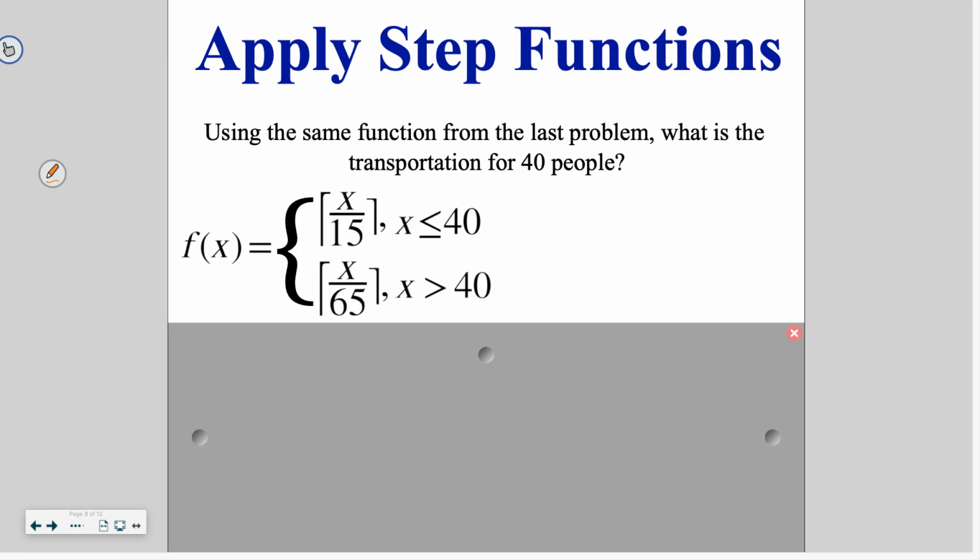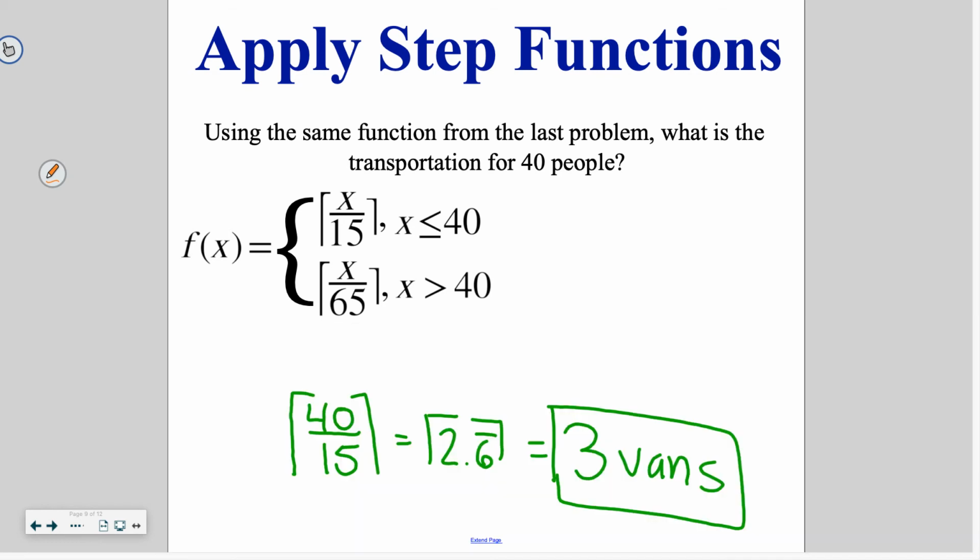Go ahead and try this one on your own, finding the transportation for 40 people. Since 40 is included in the upper part, we're going to go ahead and plug that into the top portion of our piecewise function. It's going to give me 2.6 repeating as a decimal. The ceiling of that means that we need 3 vans to transport everyone.